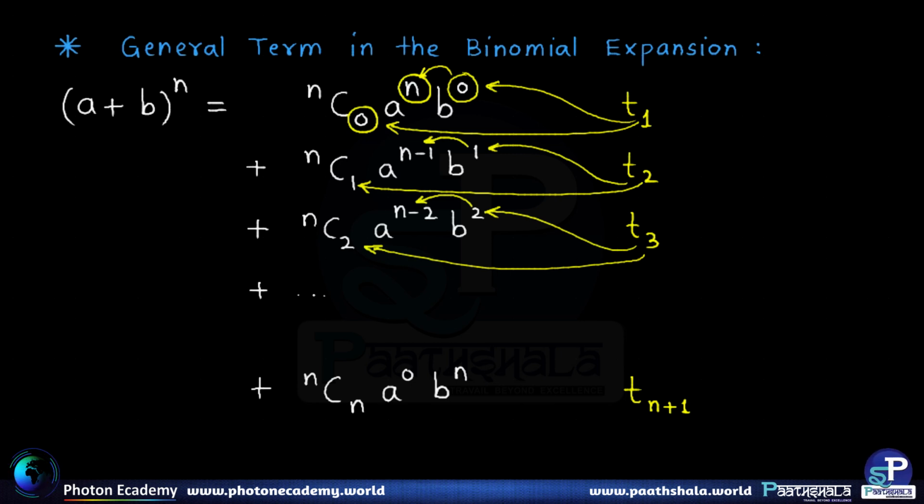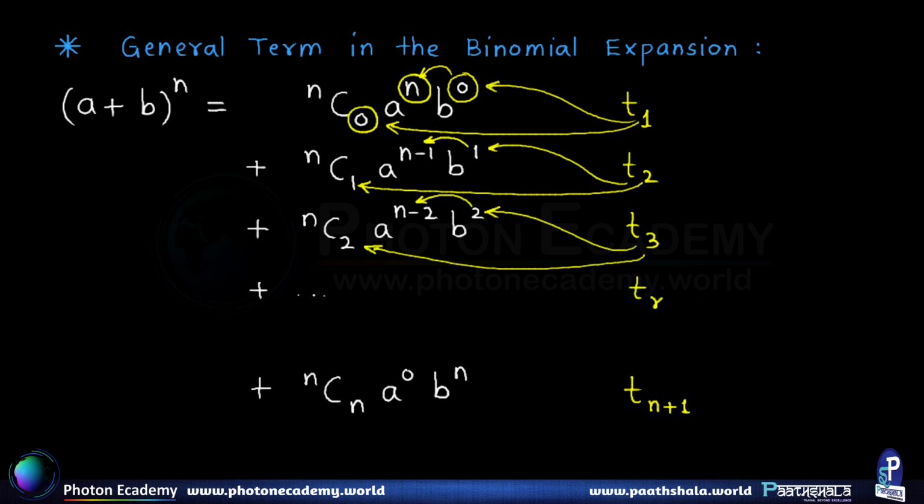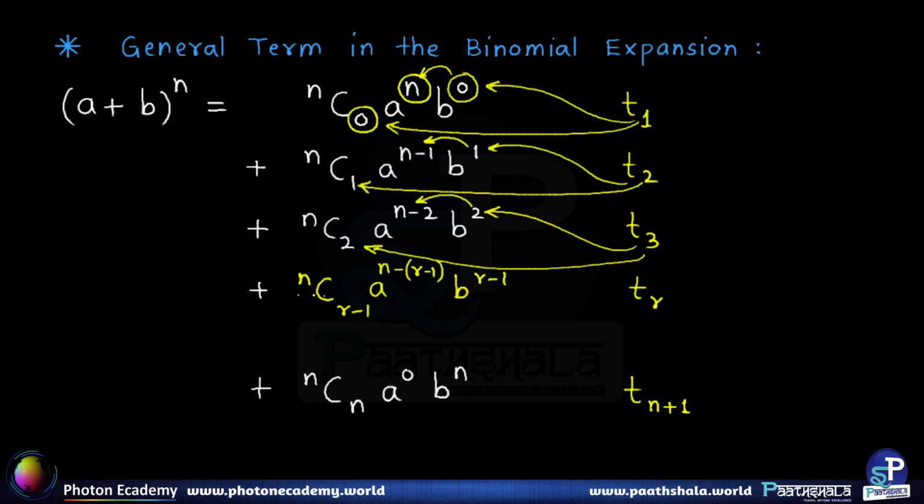Now let us imagine what will happen in case of tr. We will need 1 less, so that means r minus 1. Then the same r minus 1 would be the power of b, and the power of a will be n minus (r minus 1), which is ultimately n minus r plus 1 as the exponent of a.